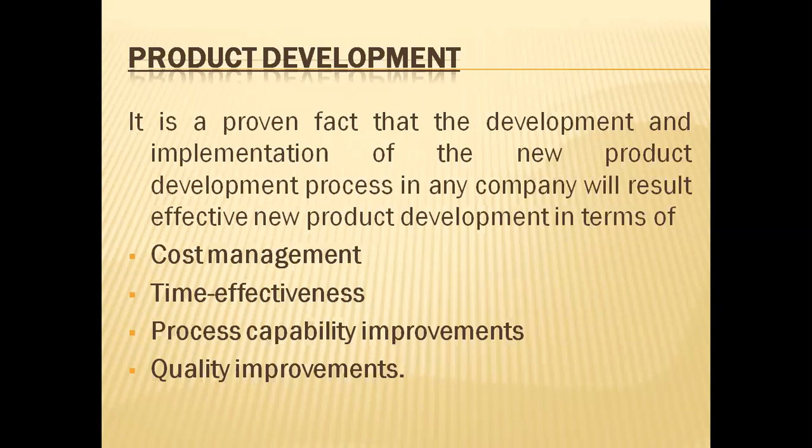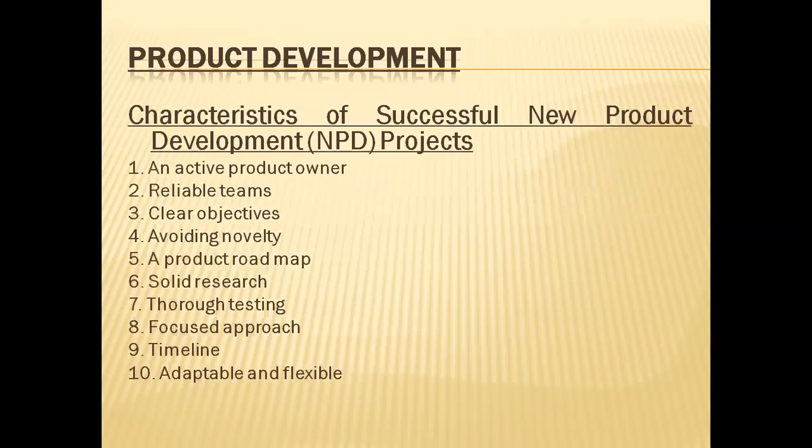So now, if you want to study these, we can go to the next slide where I have highlighted 10 important factors which are going to play a very important role in deciding the success of the new product development process, or what we call NPD. So in the next slide, I have listed these 10 terms. What is important to make a product development process successful? These 10 are important. The first is an active product owner.